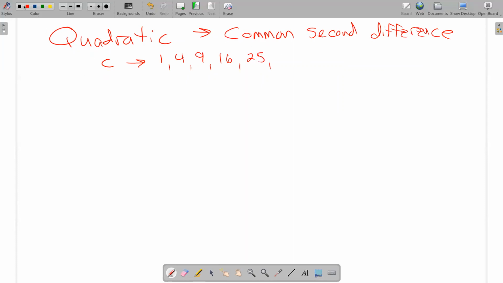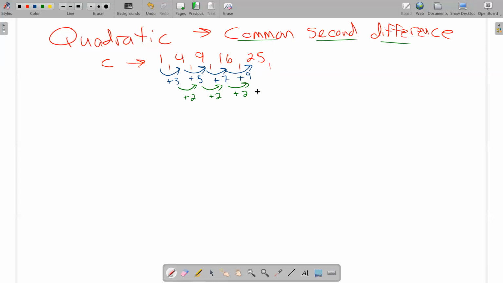And if we look for a common difference here, to get from 1 to 4, the difference is +3. 4 to 9, the difference is +5. To get from 9 to 16, that's a +7. And to get from 16 to 25, that's a +9. Notice we don't have a common first difference like we did with some other ones. However, I do notice that, hey, wait, 3 and 5 and 5 and 7, they're the same distance apart. So now I'm going to do a second set of differences. 3 to 5 is a difference of 2. 5 to 7 is a difference of 2. That's a difference of 2, right? So I have a common second difference, not a common first difference.